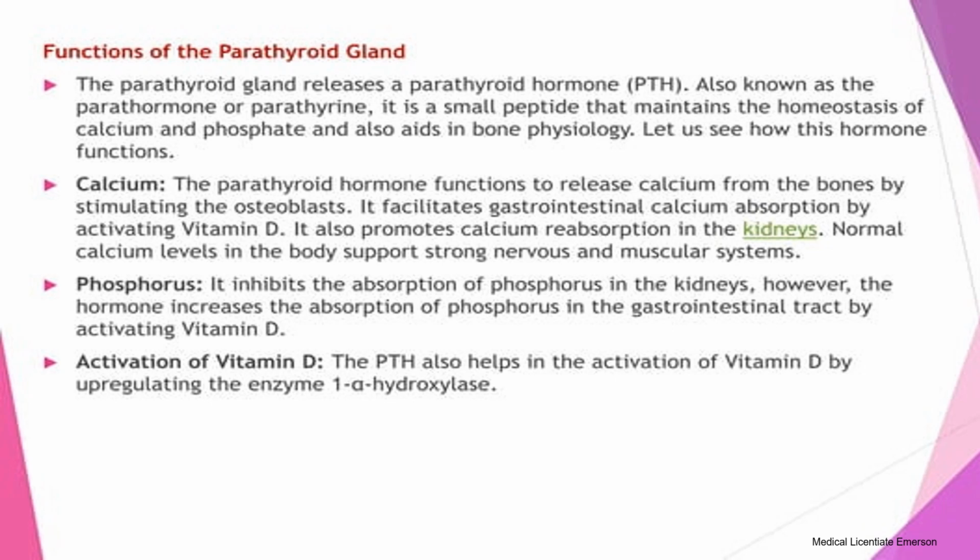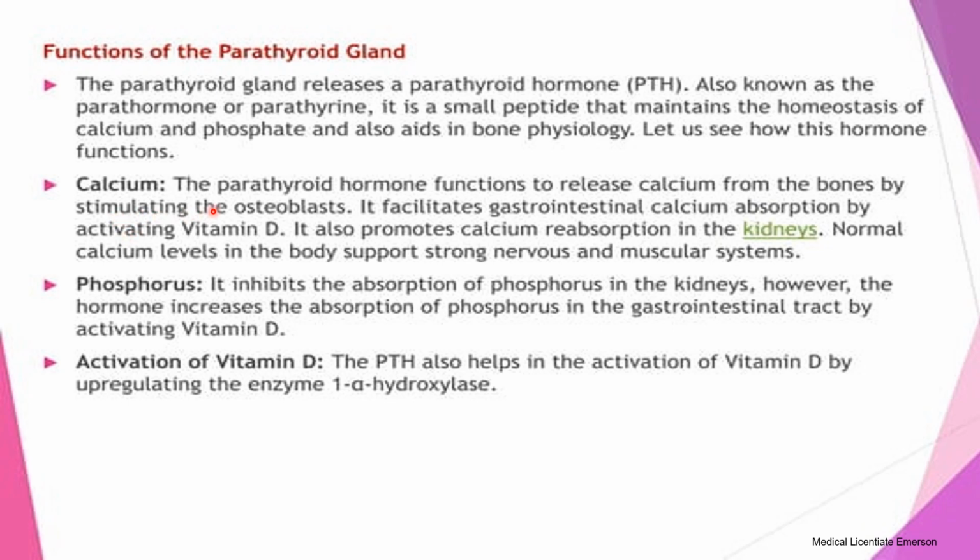Okay, so what are the functions of the parathyroid hormone? The parathyroid gland releases the parathyroid hormone, which is also known as parathormone or parathyrin. So in a matching question, if you see parathyrin or parathormone, you are talking about the parathyroid hormone. It is a small peptide that maintains the homeostasis of calcium and phosphate. It also aids in bone physiology, and let us see how this hormone functions.